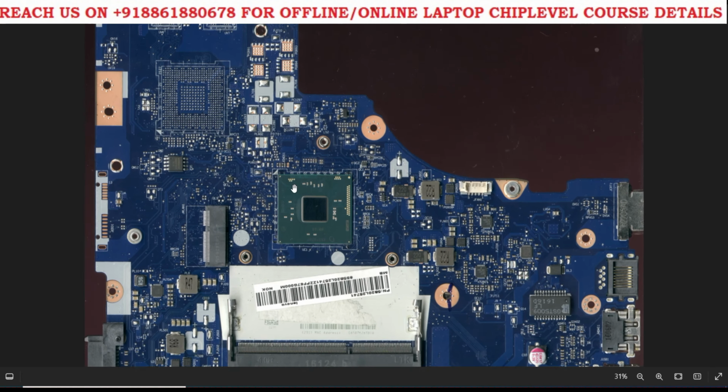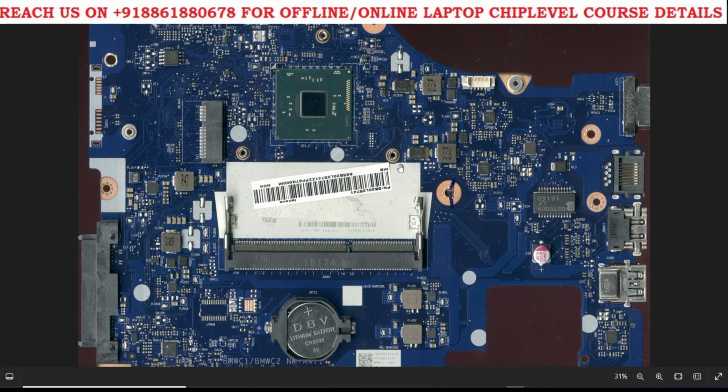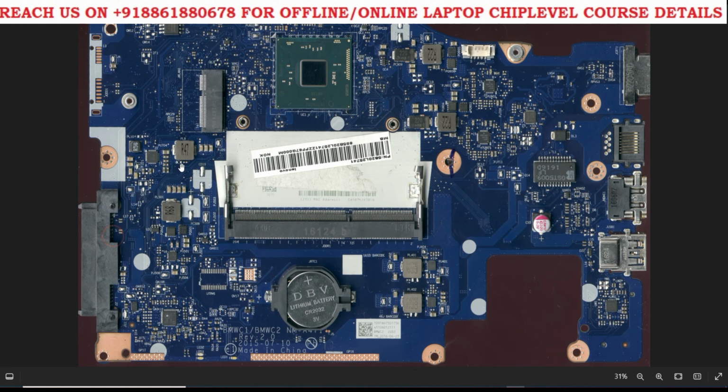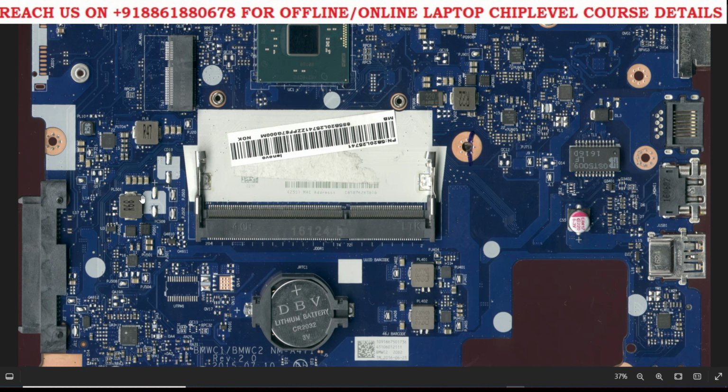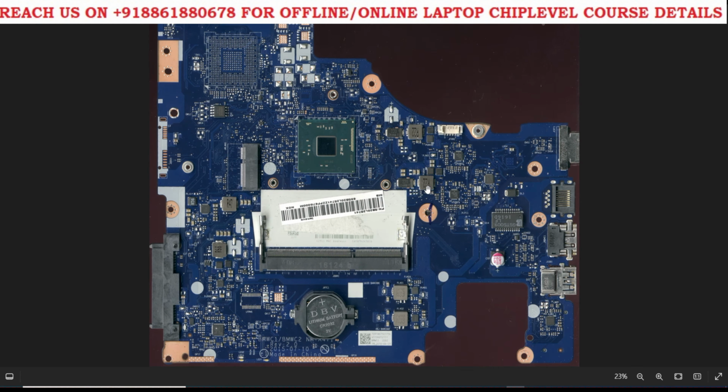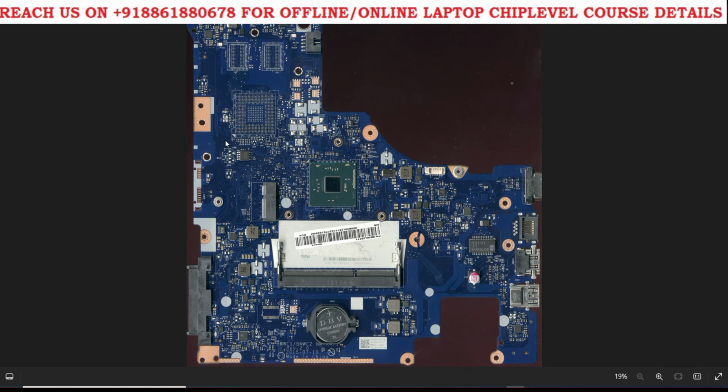See, in any motherboard, you are able to see the coils. Each coil gives some particular voltages. Some may be fixed and some may be variable. The fixed ones are 3.3, 5, 1.2, 1.35, 1.5 and 1.8 like that. Variable means the core voltages, 0.8 to 1.8 and so on. Sometimes it's 1 or 0.8, depending on the core.